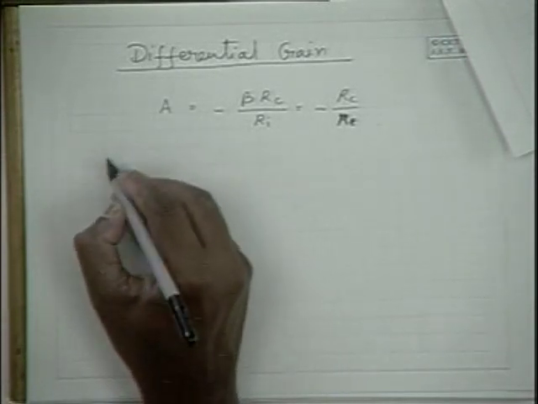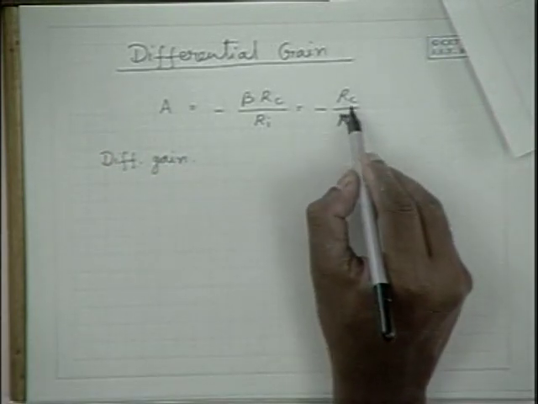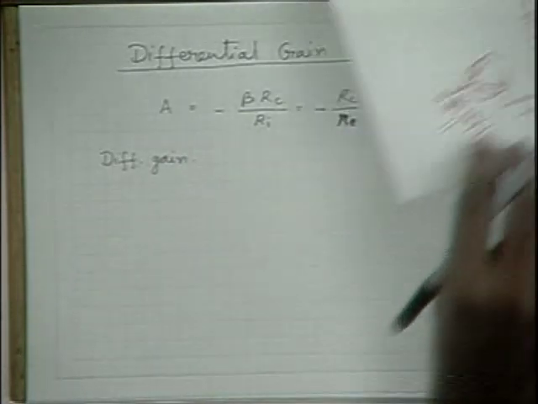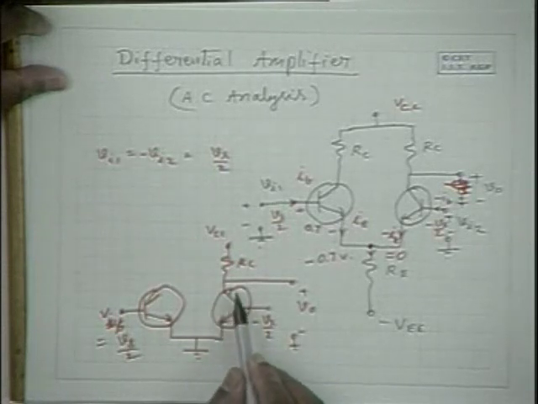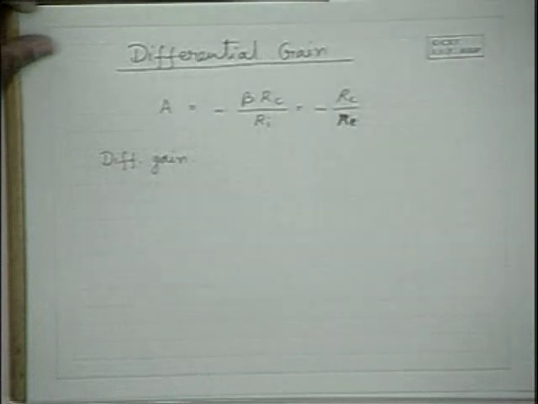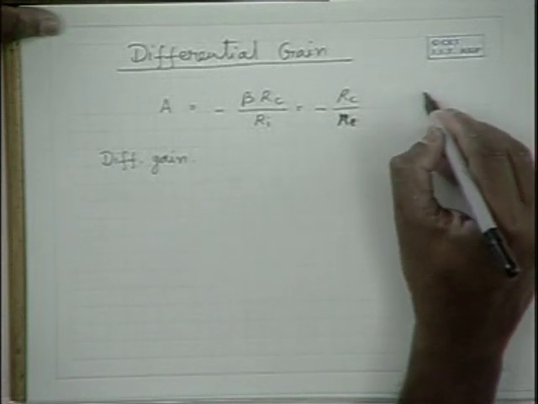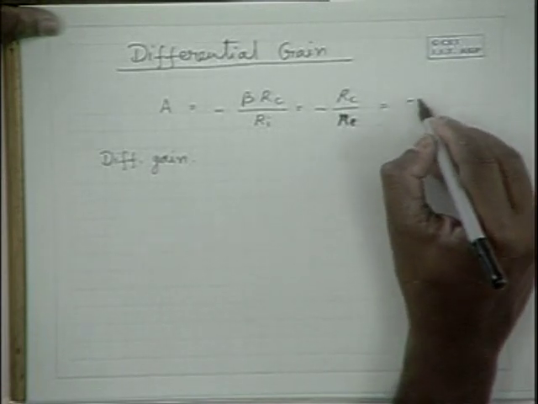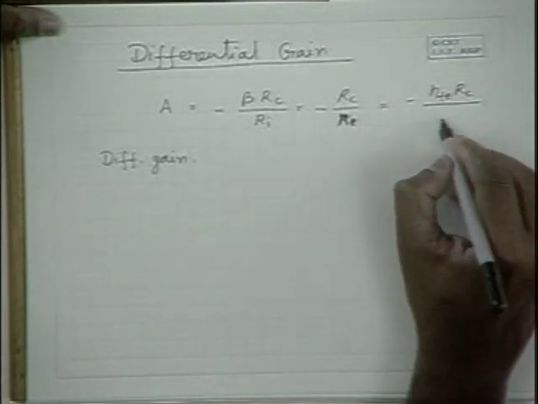Now the differential gain, please recall that in the circuit here we have RE, and rather beta RE as the input resistance, and the current source is equal to beta times IB, and that current flows through RC. Hence we get an expression for the voltage gain as minus RC by RE, or in terms of the H parameters, this is equal to minus HFE RC divided by HIE.